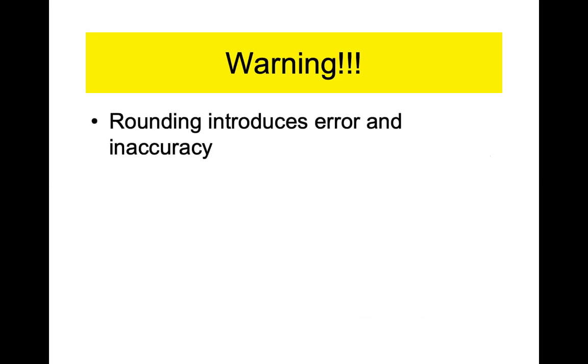The warning is this. Every time you round, you introduce error into your calculation. I mean, you're straight up getting a wrong answer, right? Wrong in the sense that it's not as precise as it should be. It puts inaccuracy into your calculation. And that's fine, for instance, the egg scenario I just gave you. But you need to make sure you choose wisely when you round.